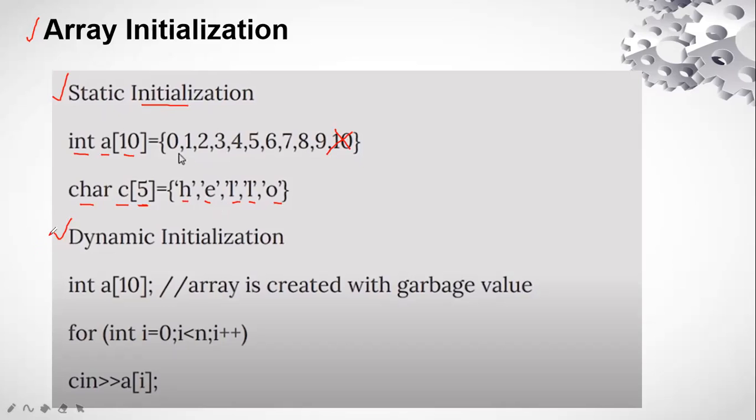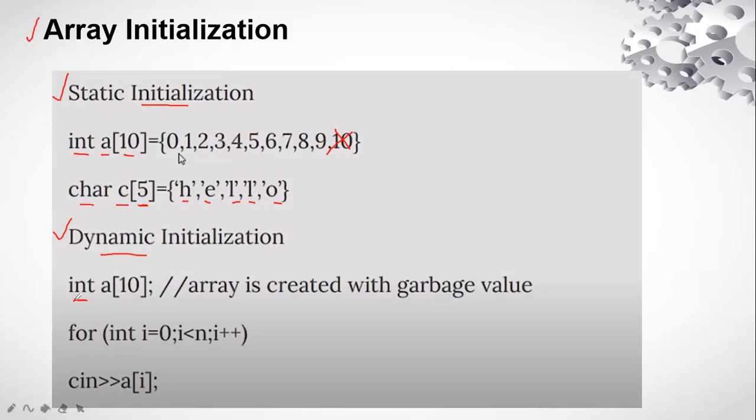The other way is called dynamic initialization. What is dynamic initialization? Here we are just declaring the array, but the values can be entered by the user also, right? The user can give different values and that can be initialized in the program. So there we are not hard coding the values. In static we were hard coding; in dynamic we are taking the input from the user. That is the difference between static and dynamic.